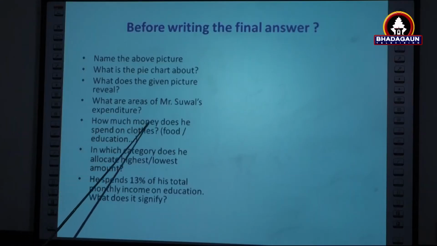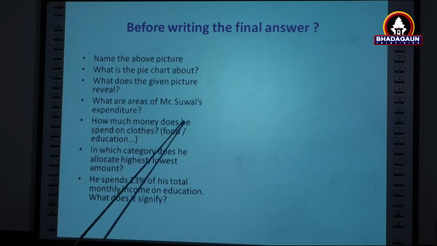You might have seen that picture very nicely, and you have guessed there were 5 areas. How much money does he spend on clothes? Similarly on food. How much money does he spend on education? How much money does he spend on entertainment? Answer all of the questions.